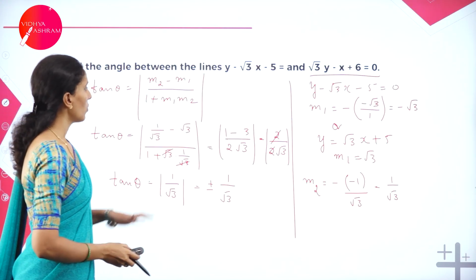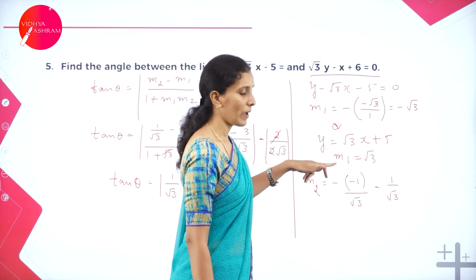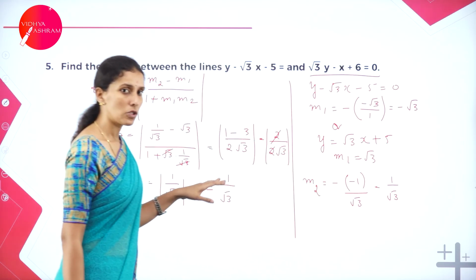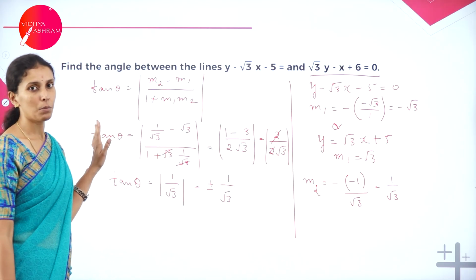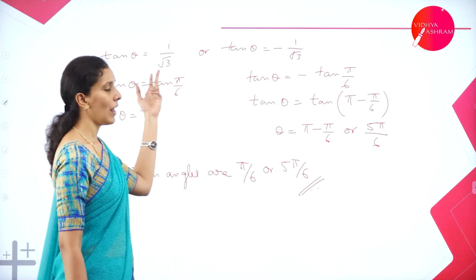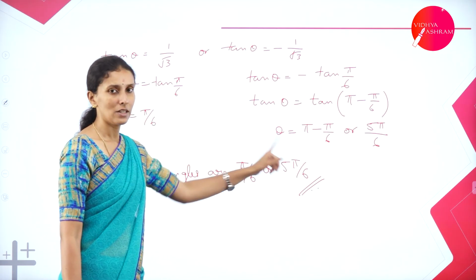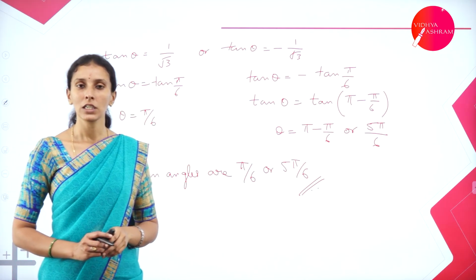So first you convert this into slope intercept form, then find the slopes m1 and m2, then substitute these in the formula of the angle between the two lines and evaluate it. So you will get plus and minus. Find those values for plus and minus, and you will get the angle between the two lines.